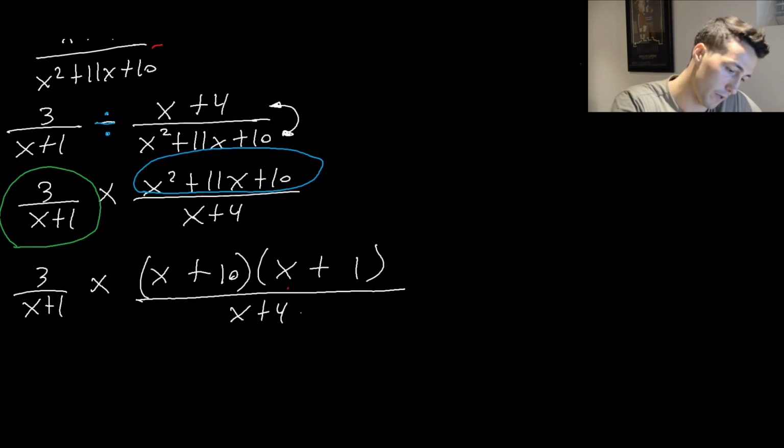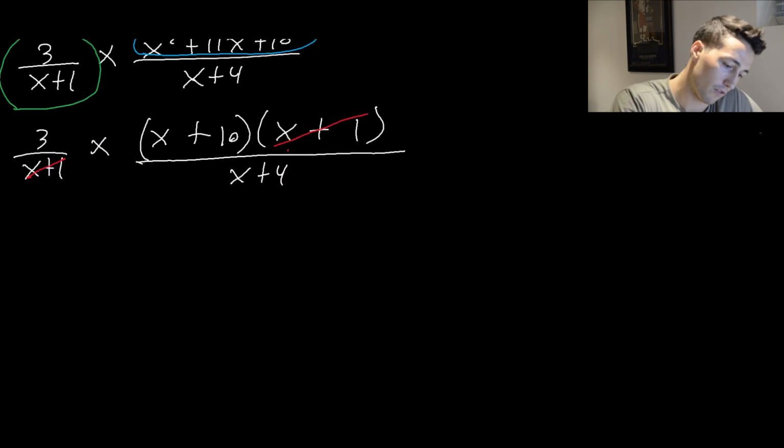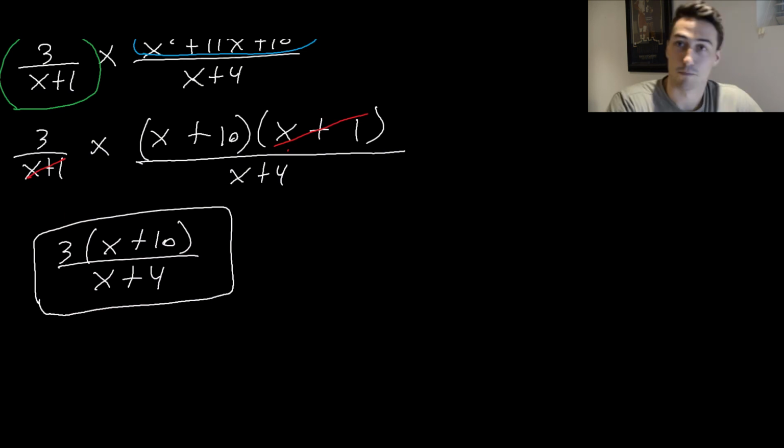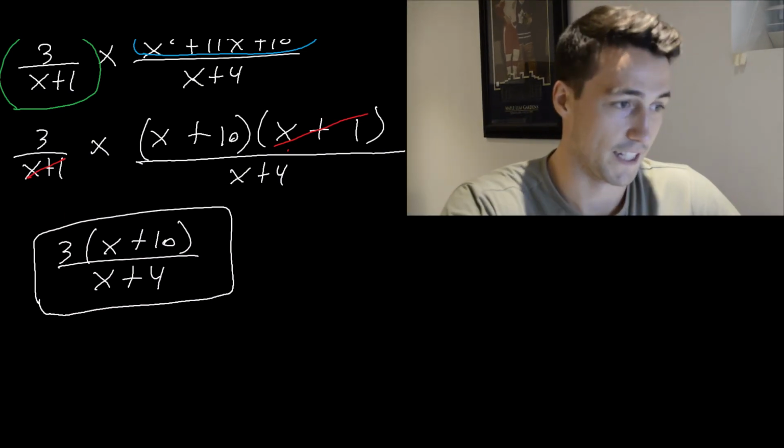And now we can see that this x plus 1 on this term can cancel with this x plus 1 on that side. So now we can write our final expression as 3x plus 10 divided by x plus 4. And that would be the simplified expression of our algebraic expression there.